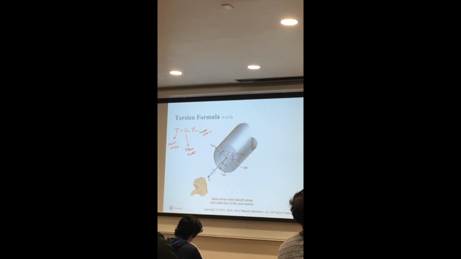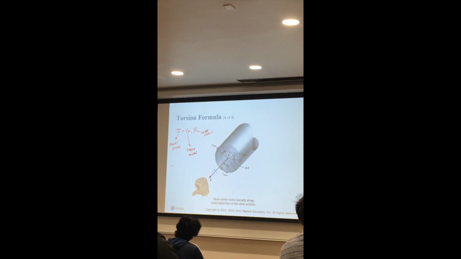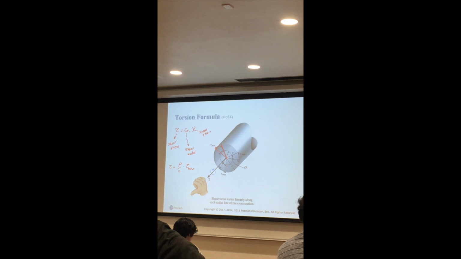So you can write this as well. Tau equals rho over c, like we had in the previous slide, times tau max. That tau max is on the surface. And that also increases from zero. If you draw a linear line, it goes from zero all the way to a maximum value, tau max. So that's also a linear increase in the value.